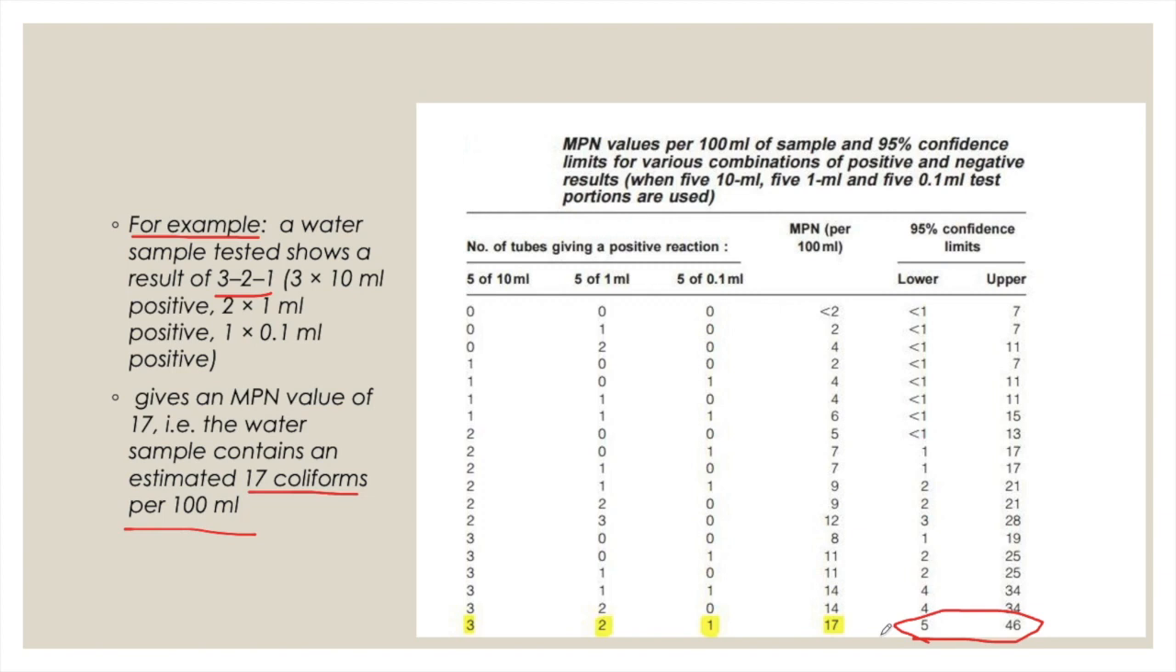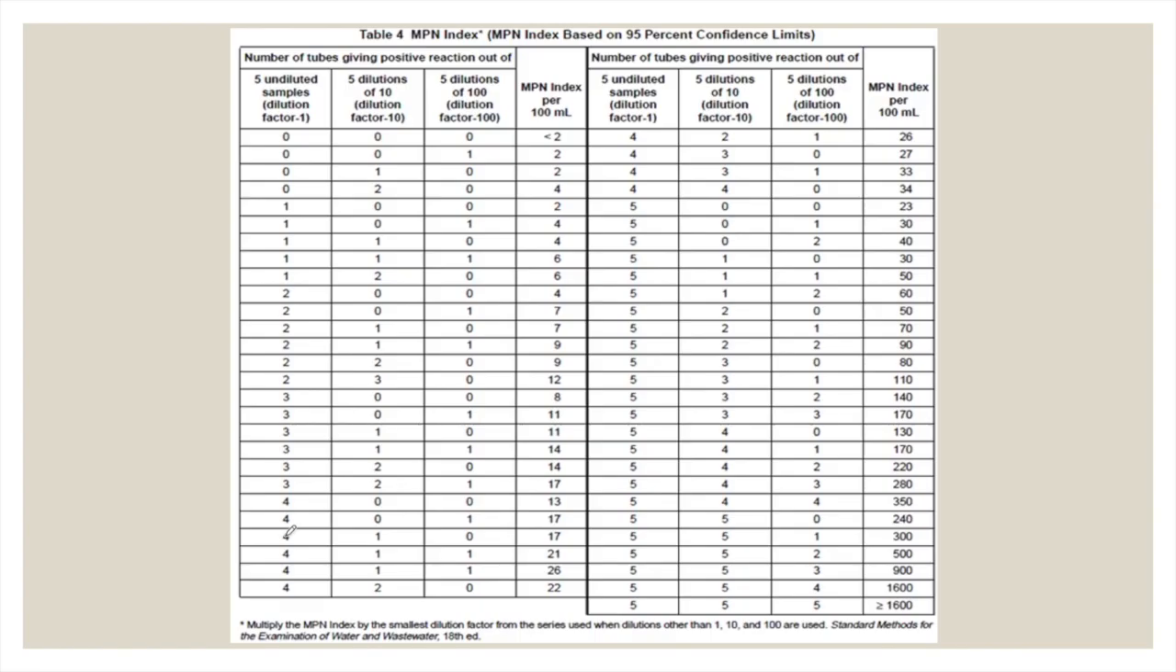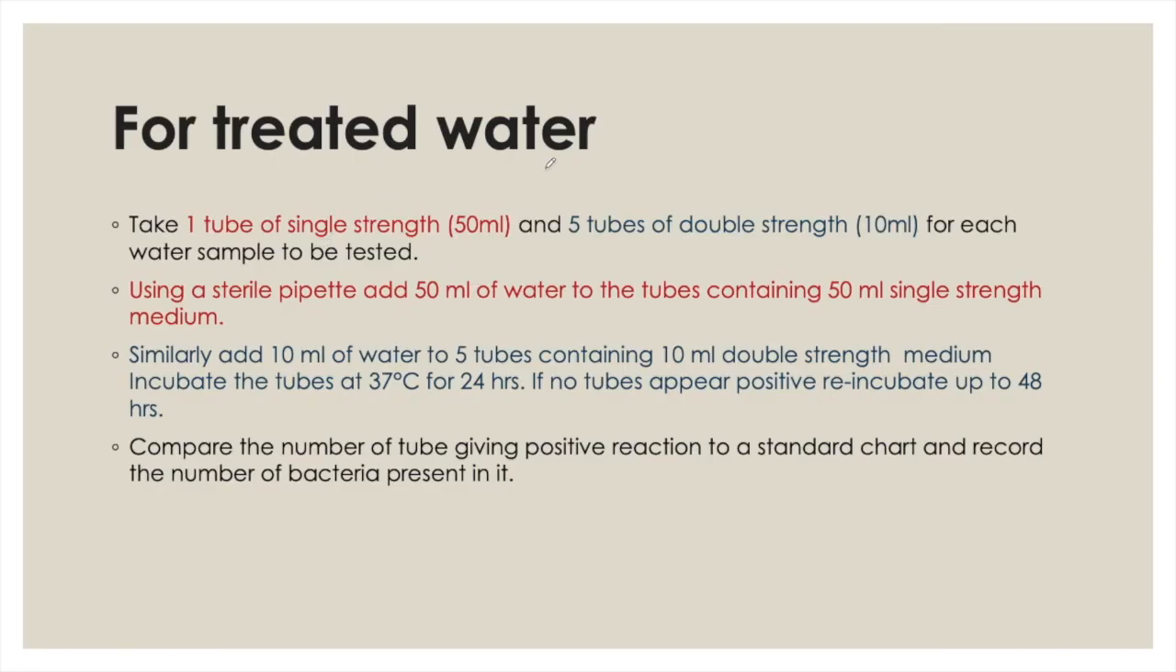So now I think you have understood this presumptive test for untreated water, and this was the main part which was important. Now we will see a little bit about the MPN chart, the MPN index. This is the total index you can see for each and every combination. Now we will discuss it for treated water.